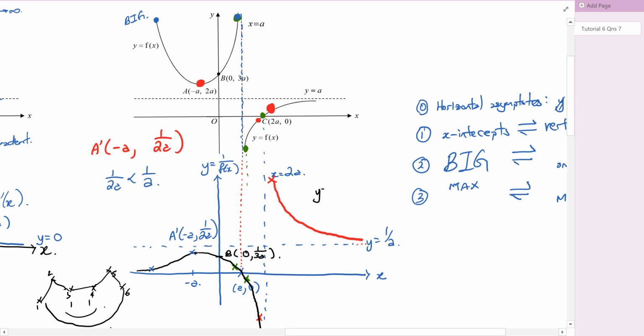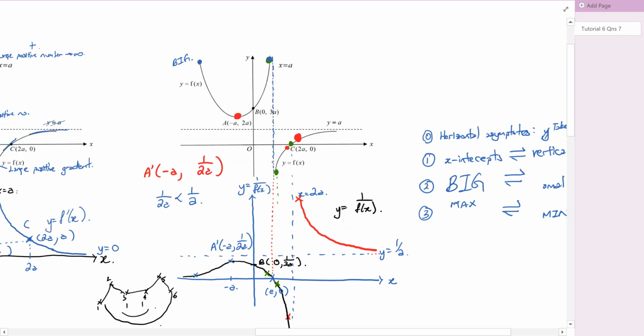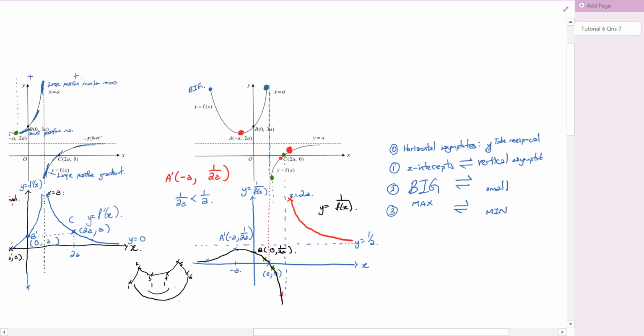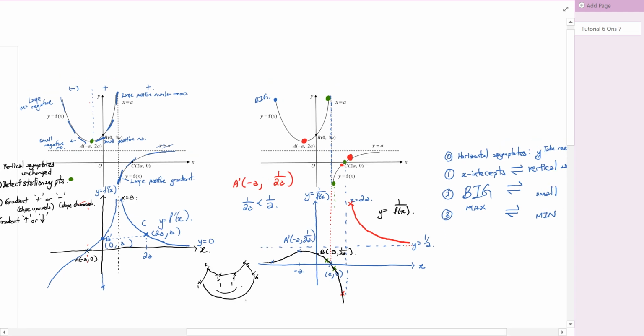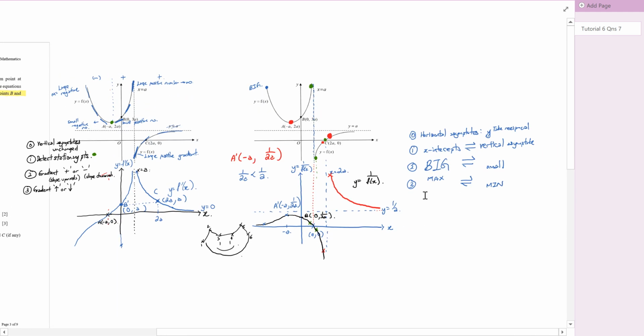3 quick steps for the graph of y equals 1 over f x. For those of you who are still struggling with the concepts and the techniques in this tool, give my 3 steps a quick try for the other questions and see if you can do that. All right, so that's all. The solutions are as follows. And thank you.